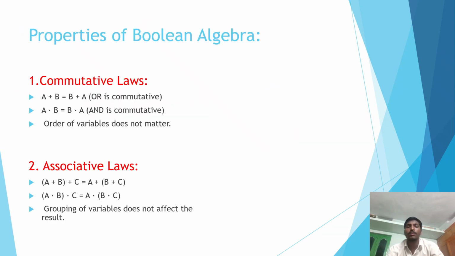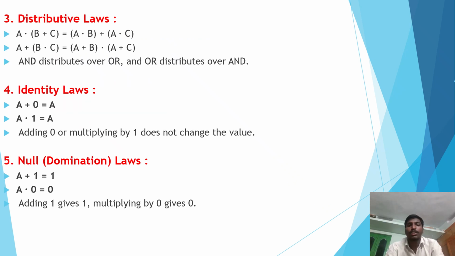Properties of Boolean algebra. First one is commutative law. Commutative law tells us the order of variables does not matter. Second one is associative law. Associative law tells us the grouping of variables does not affect the result. Third one is distributive law.